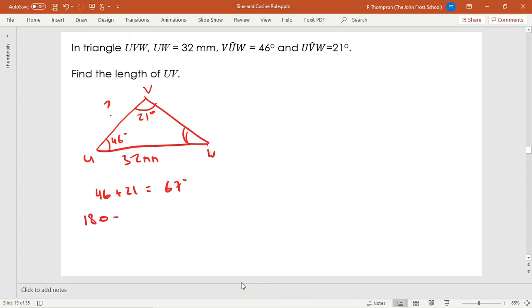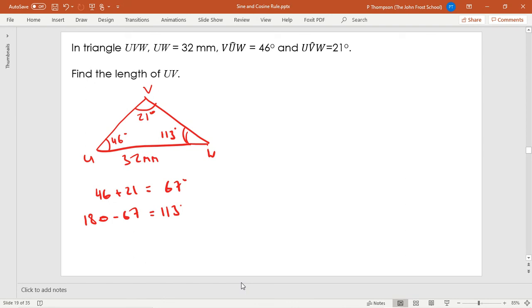and then 180 take away 67, okay, is 113 degrees. So I've drawn a really bad picture here. Obviously 113 degrees should be like this, but it doesn't matter. All right, as long as the numbers are right, the answer should be right. And I've got to find UV now.